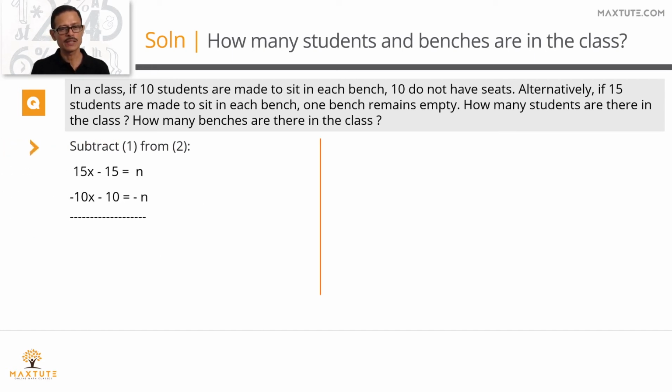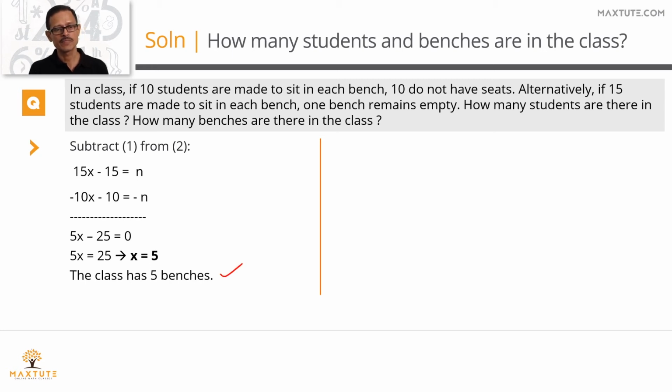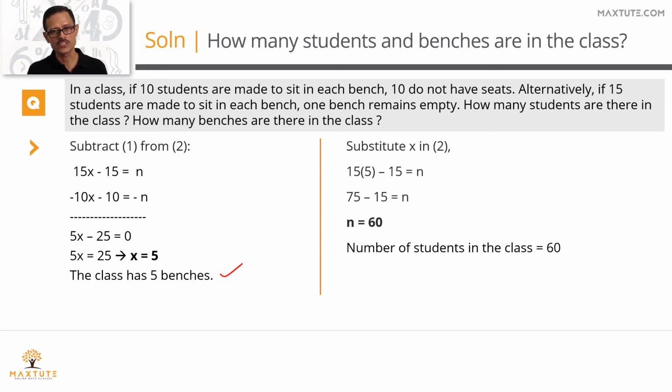Solve the two equations. Subtract equation 1 from equation 2. You'll get the value of x to be equal to 5, which is the number of benches. Substitute x as 5 in one of the equations. Let's do it in equation 2. Get the value of n to be equal to 60. Number of students 60, number of benches 5.